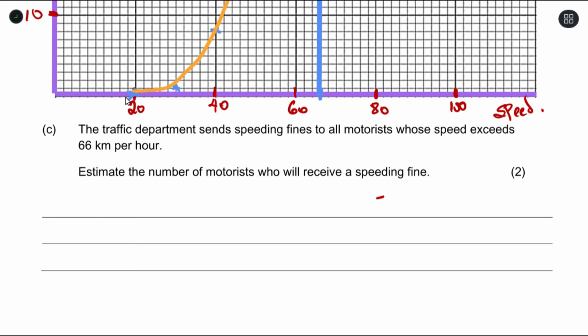Now, because they're asking us for exceeding that amount, what we need to do is subtract from the total amount of motorists. Since our total motorist was 55, we subtract 45 from 55. It will give us 10, right? So we can say that 10 motorists would receive a speeding fine. So that would be our answer. That's it.